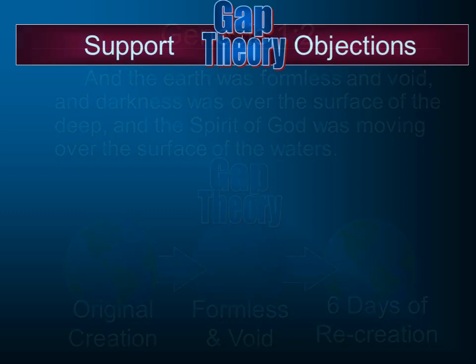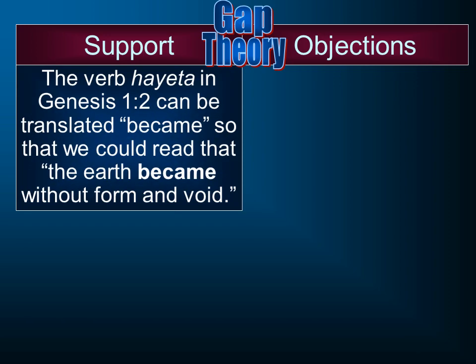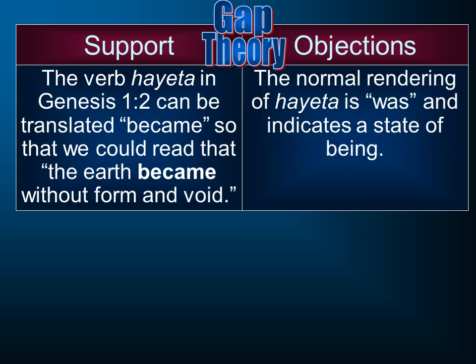gap theory, but there have been some things that have been proposed as supporting evidence. For example, it is claimed that the verb hayeta in Genesis chapter 1, verse 2 can be translated became, so that we would read that the earth became without form and void. The problem with that is that the normal rendering of this term is just was, and it indicates a state of being, and that's how we usually translate it.